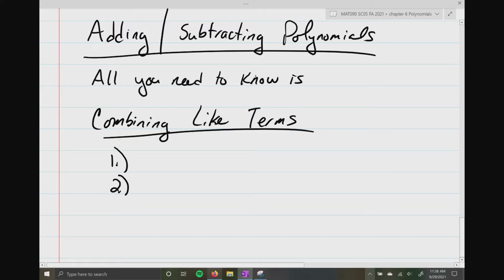There are two checks you need to pass before you're allowed into the party of combining like terms. What's the first check? Same variable. I love it. Same variable. What's the second check? Same exponent. Bingo.